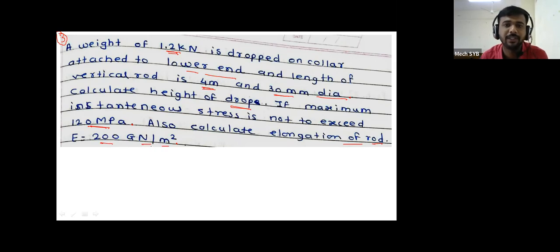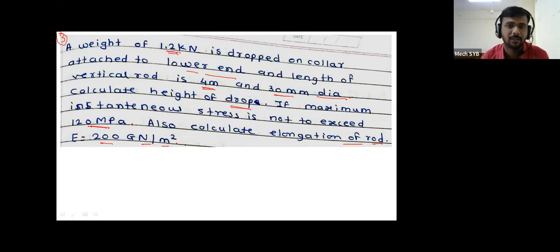So what is the difference between this problem and the previous two problems? In the previous two problems, they gave the falling height, the height between the movable load and the collar, like 80 mm, 100 mm, and we had to calculate the stress value. But here the problem is exactly opposite.